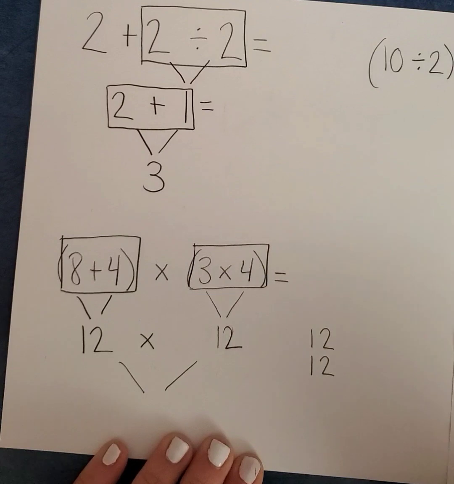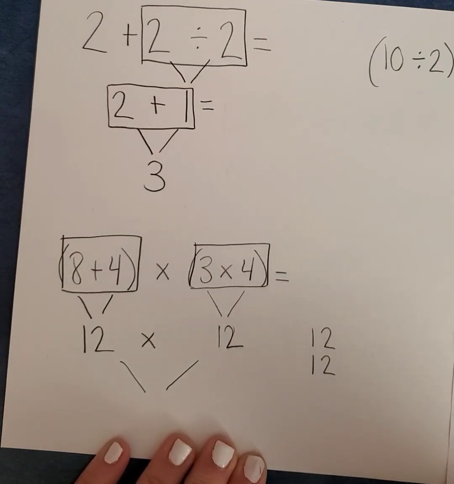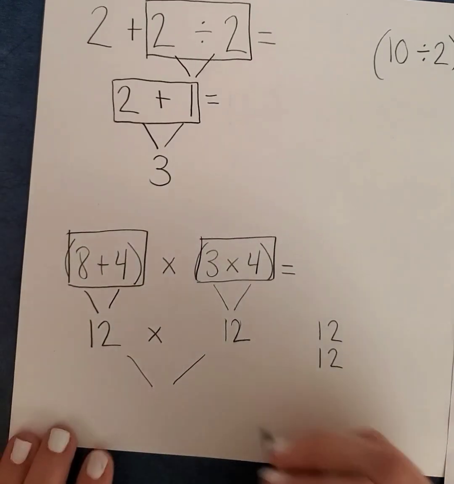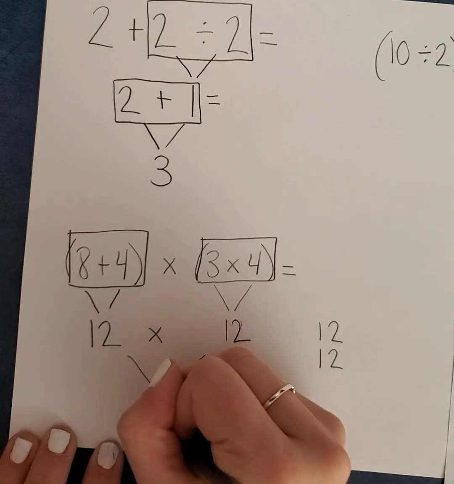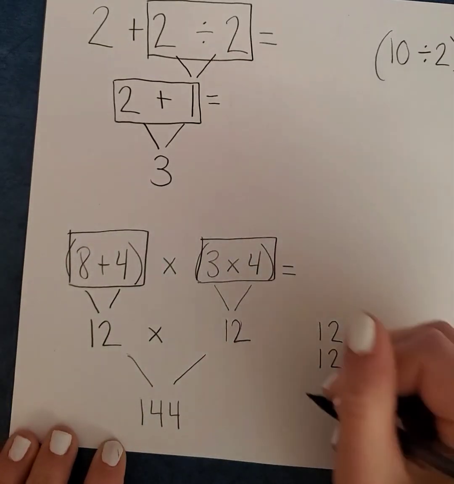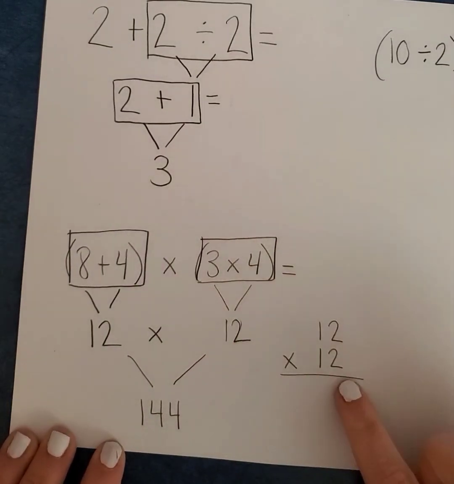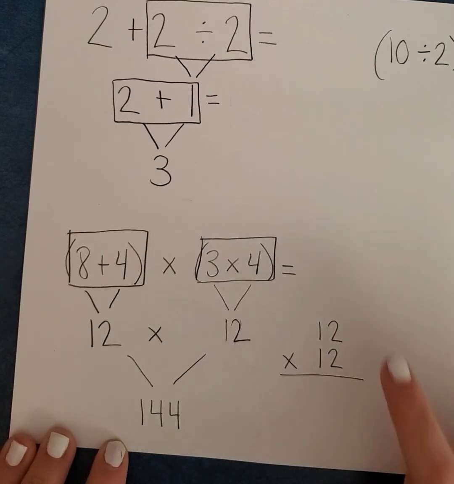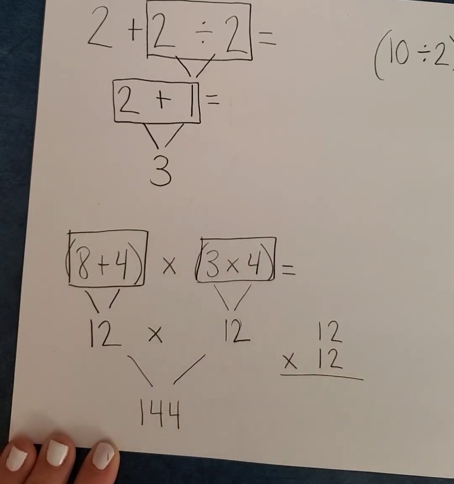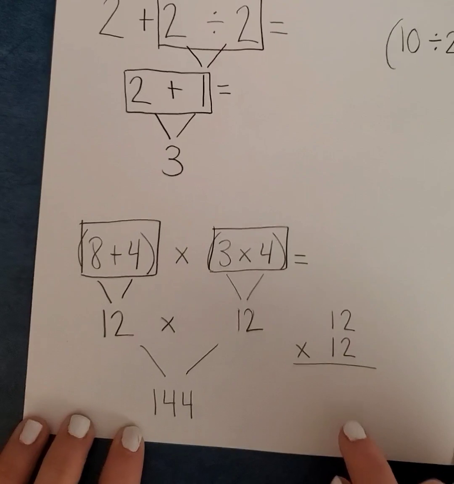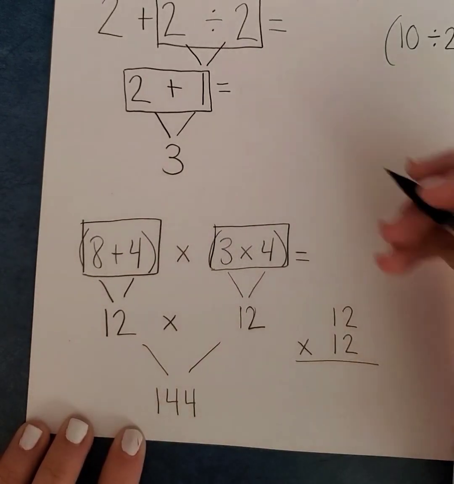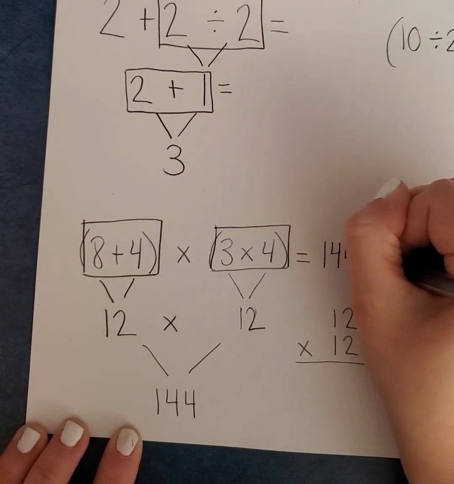12 times 12, maybe, or hopefully you know your multiplication facts and you know 12 times 12 is 144. But if you need to do it this way because you don't know your facts yet, that's okay. Stack them and do it that way. But hopefully you will just know your answer should have been 144 to this problem.